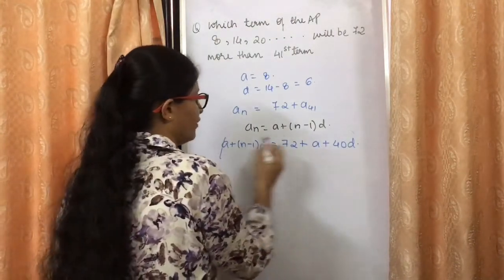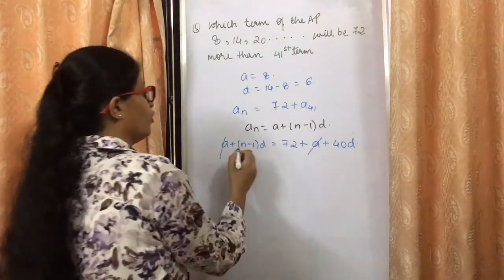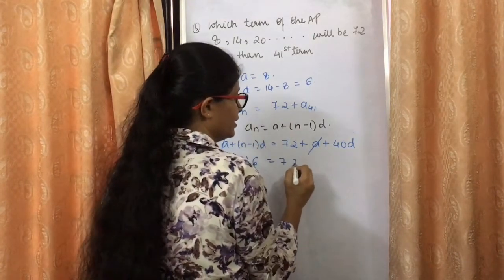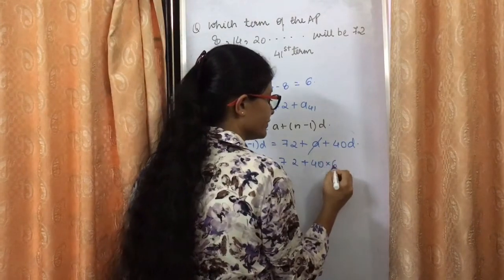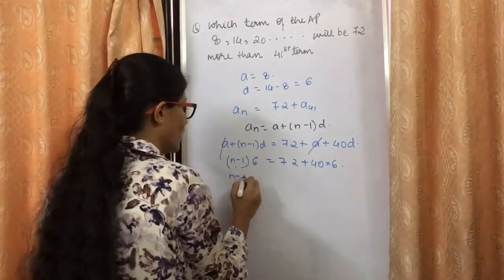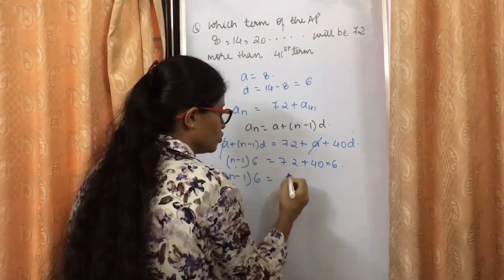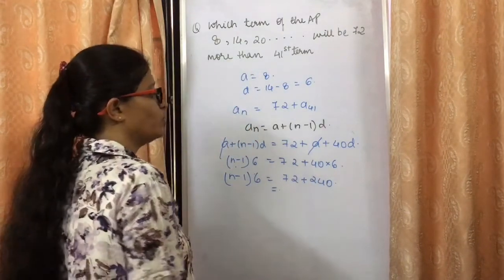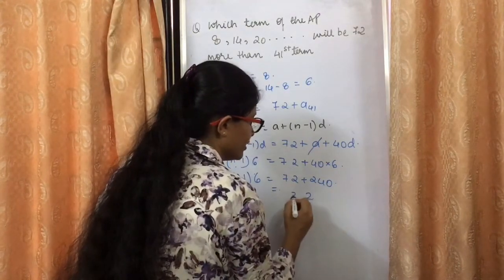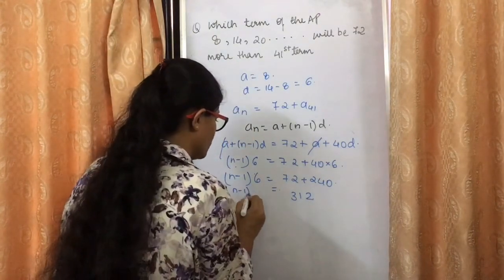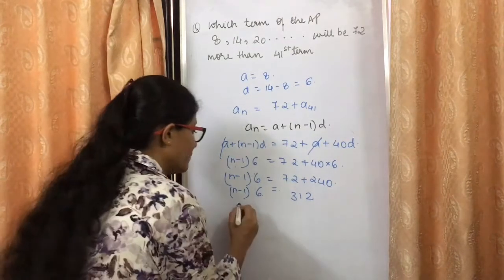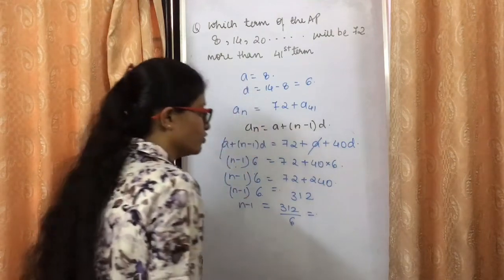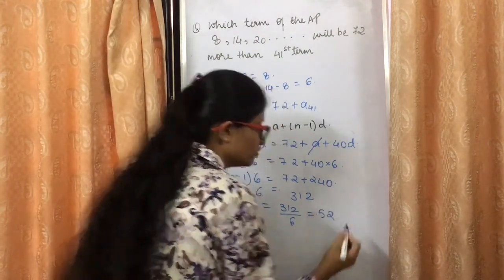Now a and a will get cancelled out from both sides. What you have is n minus 1, and the value of d is 6. So n minus 1 into 6 is equal to 72 plus 40 into 6, that is 72 plus 240. If you add 72 plus 240, you will get 312. That is n minus 1 into 6. So n minus 1 comes out to be 312 divided by 6, which gives you 52.